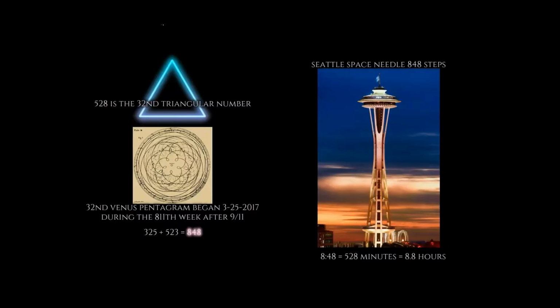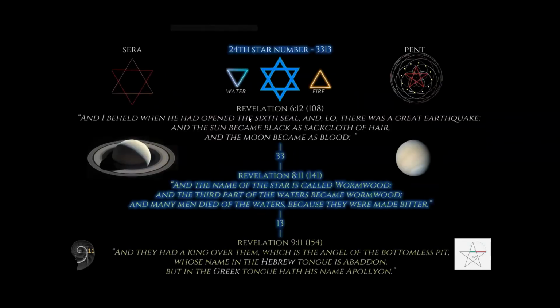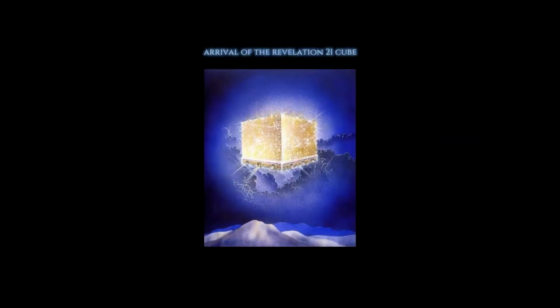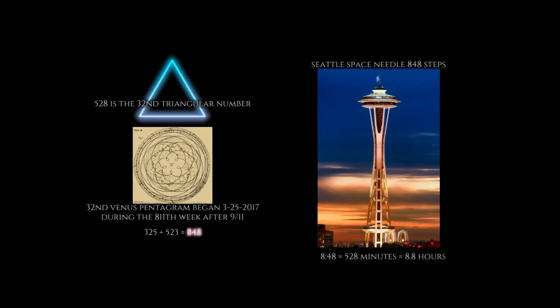Of course, Revelation 8:11 is the focus of my channel, the Wormwood Star, and we'll be taking a closer look at this as well. If we take a look at this 528 number, it's the 32nd triangular number, and 3/25/2017 was the beginning of the 32nd Venus pentagram since the Revelation 12 sign.